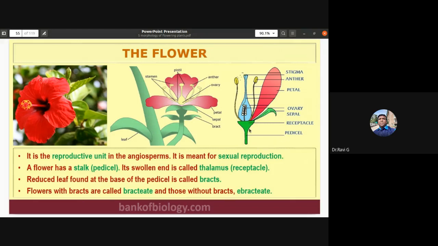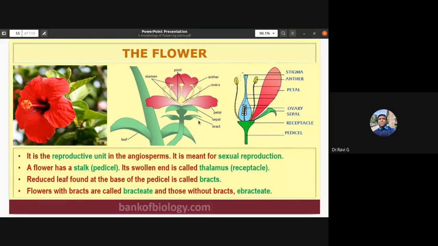And this pedicel ends up with a swollen structure, which is called as thalamus or receptacle. Then there is reduced leaf found at the base of this pedicel. So this small leaf-like structure found at the base of the pedicel, we call it as bracts. If flowers are having bracts, we call these flowers as bracteate. So in this second slide, you can see the bract labeled.